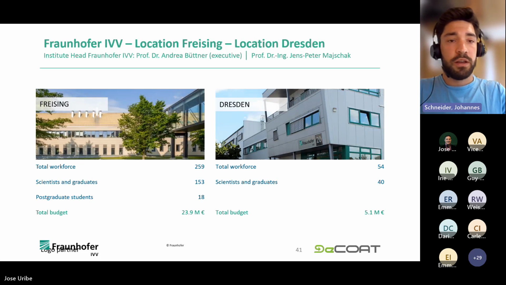The next slide, we are coming to the Fraunhofer IVV as the institute that I am working for. And this is located in 2 cities in Germany. The larger part is located in Freising, which is close to the Munich airport, so very close to Munich, where our central is located. And a smaller part is located in Dresden, which is in eastern Germany. And in total, at the Fraunhofer IVV, in both locations together, 300 employees are working, and most of them are working as scientists, as you can see.